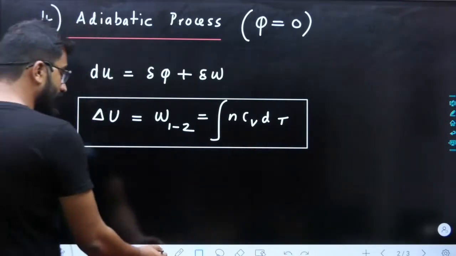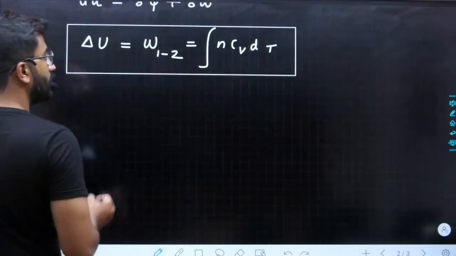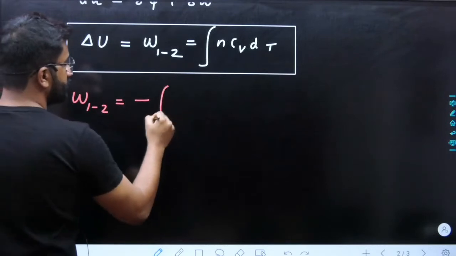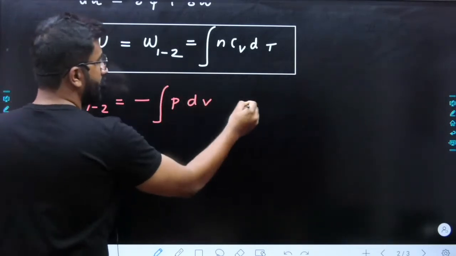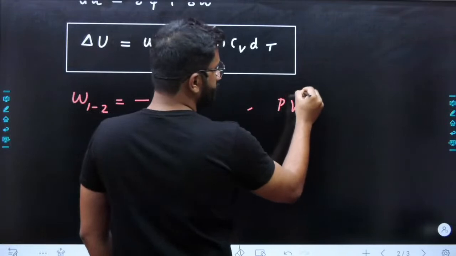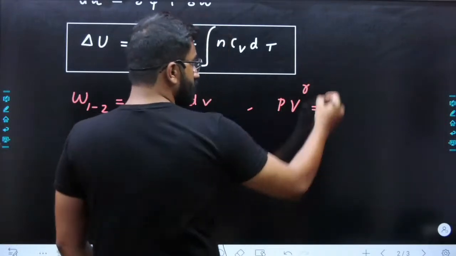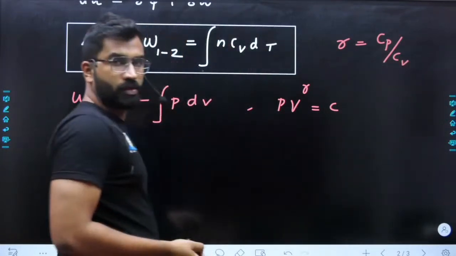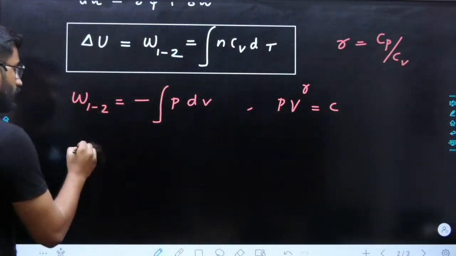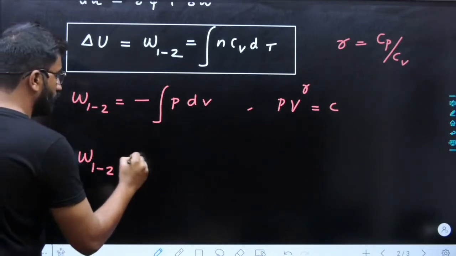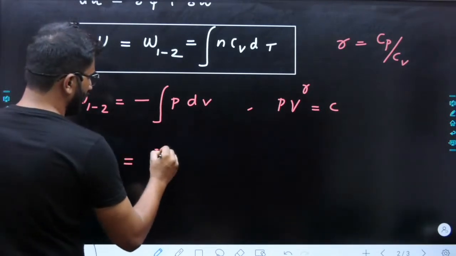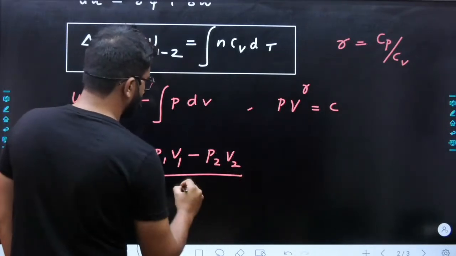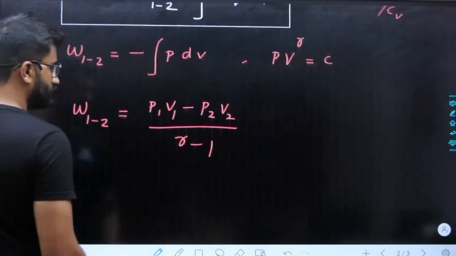Now, what are the other equations for finding work? W12 will be equal to minus the integral of PdV, and you should know that an adiabatic process means PV^gamma is equal to constant, where gamma is Cp divided by Cv. Substitute this and you will get the work from 1 to 2 as P1V1 minus P2V2 divided by gamma minus 1.